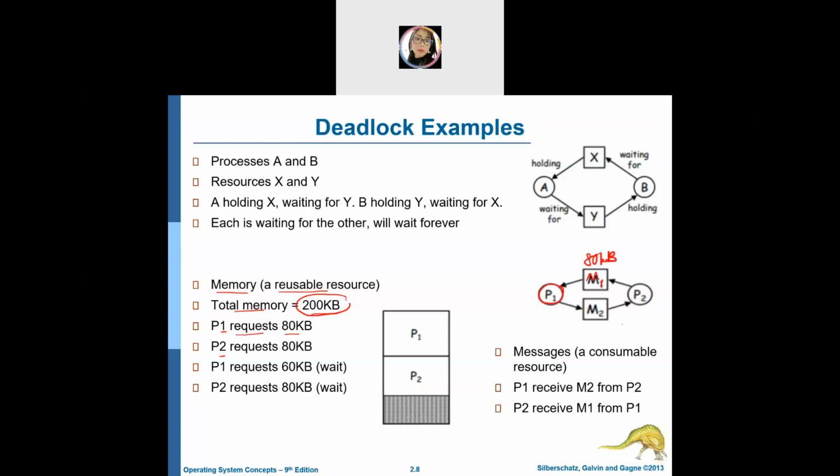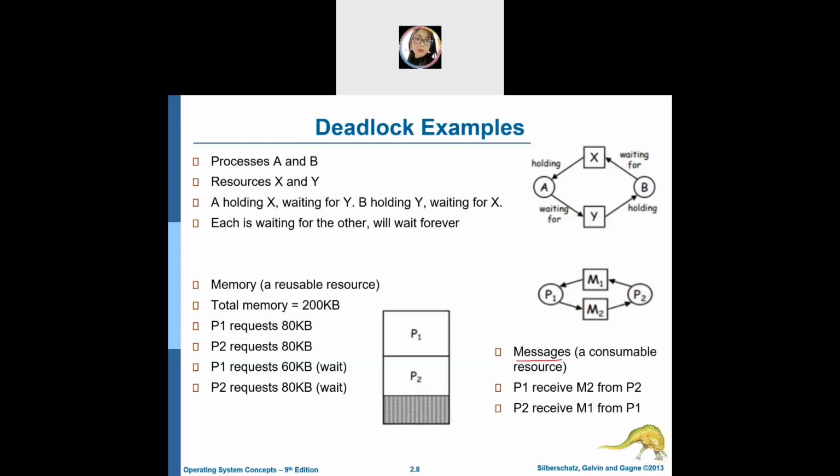Then you have process 2. You want to request another 80 kilobytes. Altogether it is 180 kilobytes, so it is still enough for you because the total memory is 200K. So what will happen? Maybe you need to wait for the request. Supposedly it's going to be 80, which is what you requested, right?